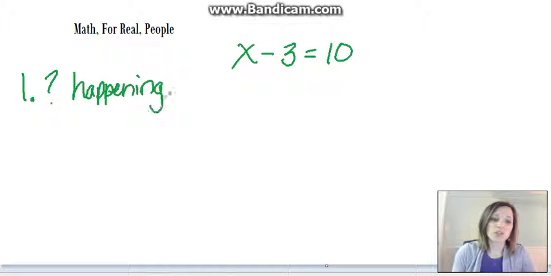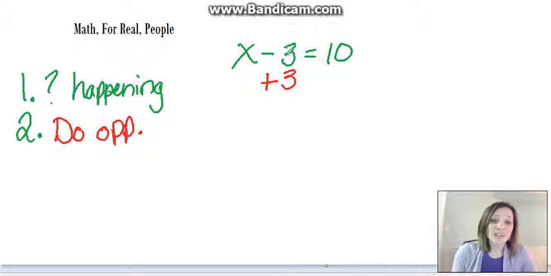What's happening to our variable, because that's what we care about? Well, something's being subtracted from it. We need to get rid of that. So what's the opposite? What is the opposite of subtracting? You are correct. It is adding. We need to add 3 to this side. So what's happening? Something's being subtracted. So step 2, do the opposite.